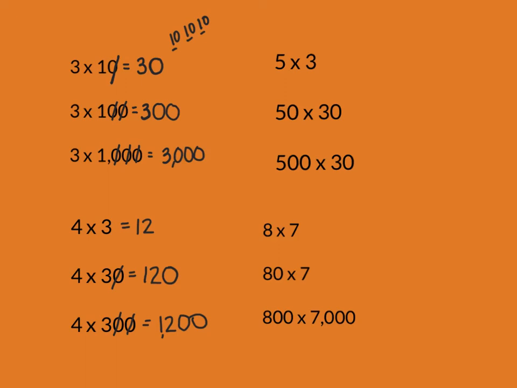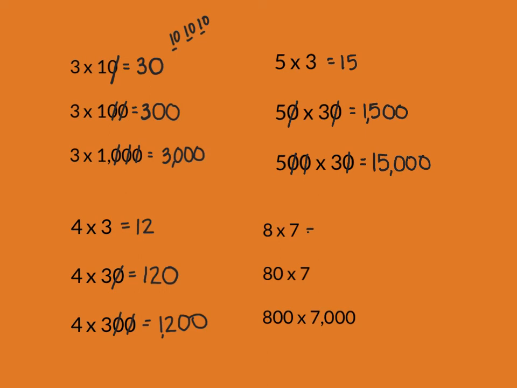Now that you've given these problems a try, let's see how you did. 5 times 3 is 15. In this next problem, I see two zeros, a 0 in the 50 and a 0 in the 30. I'm going to get rid of those, and I'm going to multiply 5 times 3 to get 15. Now, since I've taken away 2 zeros, I'm going to add my 2 zeros back in. 50 times 30 is 1,500. In this next problem, you're going to take away 3 zeros, multiply 5 times 3, and add your 3 zeros back in.